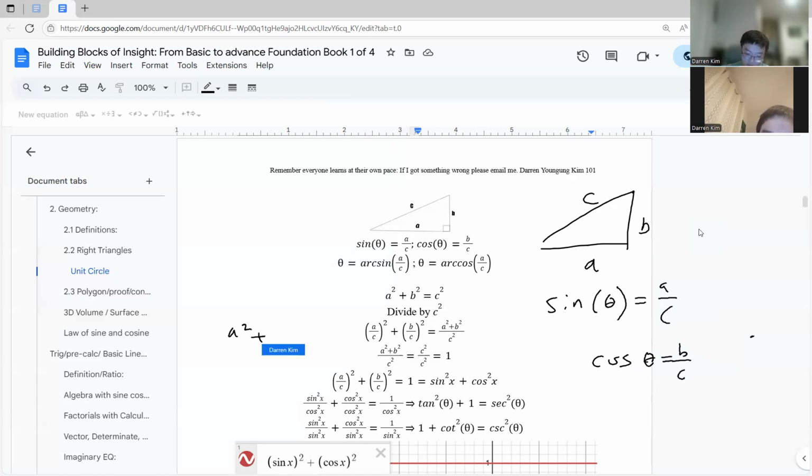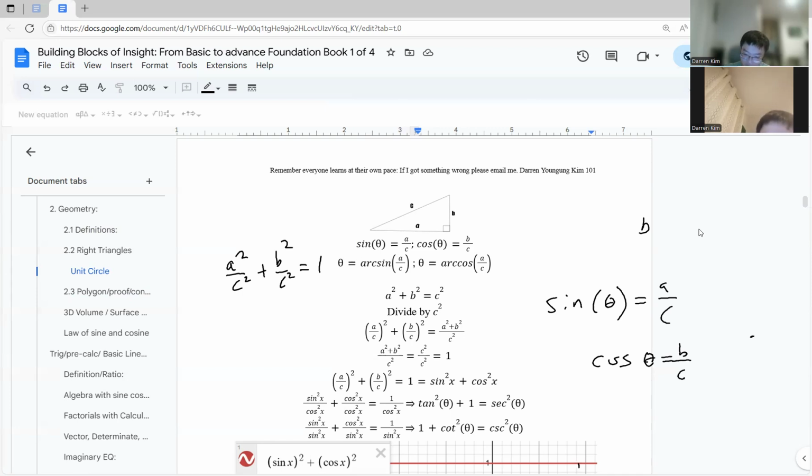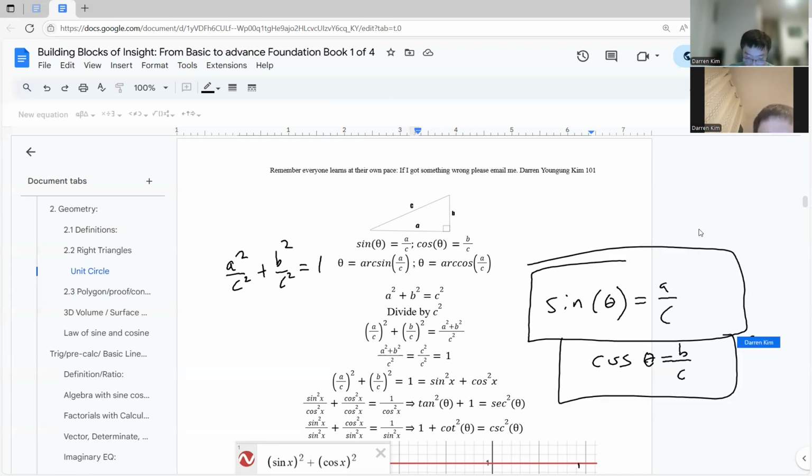From this relationship, we know that a squared plus b squared equals c squared. What does that tell you? Well, not much, but you can see that if you do a squared divided by c squared plus b squared divided by c squared, I get 1. And from that, we already know that this relationship must be true. So we plug it into here.